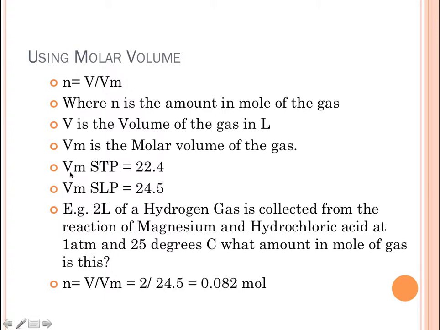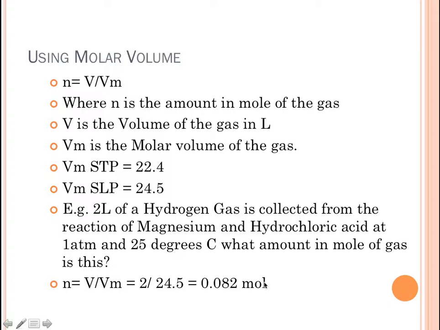So if, for instance, we know that we collected 2 litres of hydrogen gas from a reaction of magnesium and hydrochloric acid at 1 atmosphere and 25 degrees Celsius. First thing we ask is, okay, 1 atmosphere, 25 degrees Celsius, what is that? Well, that's SLC. So we say n equals V over Vm, so it's 2 litres divided by 24.5 litres tells us that in that 2 litres there was 0.082 moles of hydrogen gas.